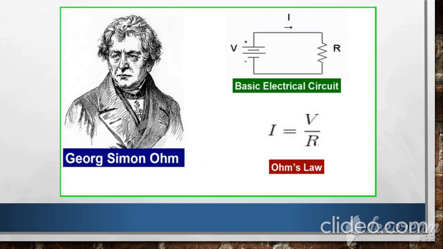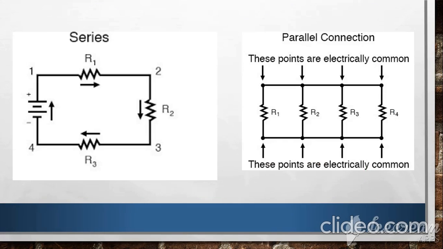Then you want to learn Ohm's law. Without Ohm's law, there is no electrical engineering. So Ohm's law says that the voltage, the potential difference across two points, is directly proportional to the current flowing through it, and I is equal to V by R.